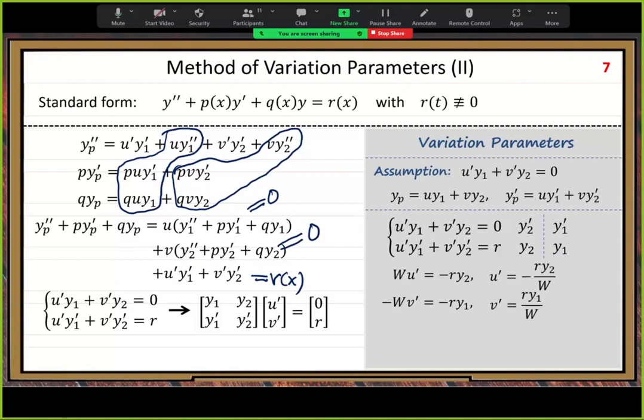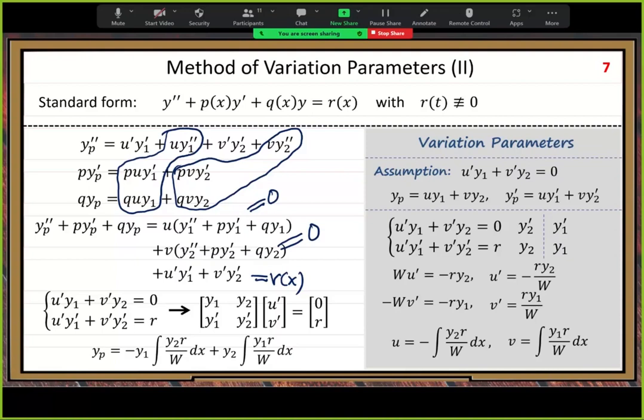Then, can we find U and V? We know U prime and V prime, so we integrate. So we have formulas. We need the final solution formula: YP equals Y1 times the U part plus Y2 times the V part. All functions on the right-hand side are known. Although it looks a little complicated, we can calculate it. If we do the calculation slowly and carefully, we can find a solution.